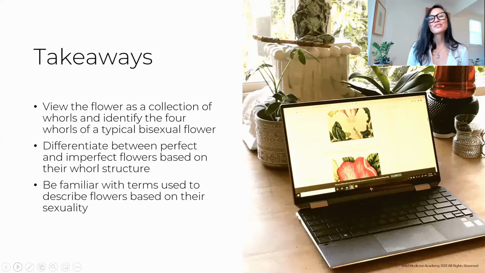Here are your takeaways for today. After this presentation, you'll be able to view the flower using a whorl approach and define and understand the function of the 4 distinct and separate parts of a typical flower. You'll also be able to differentiate between flowers based on this structure and use terms such as perfect and imperfect, male and female. I hope you enjoy this presentation.